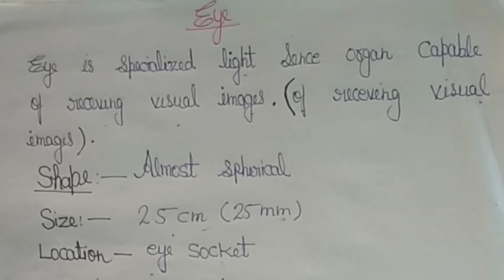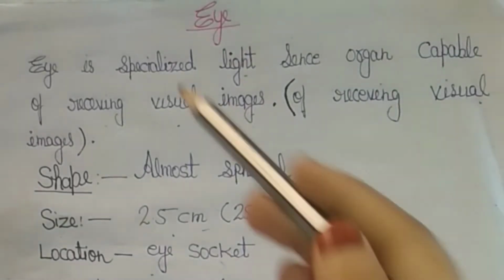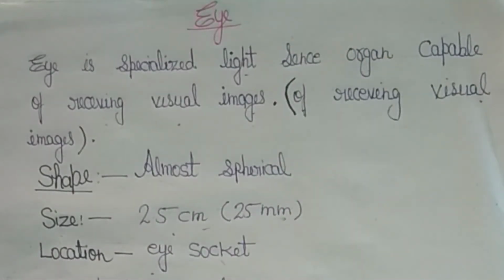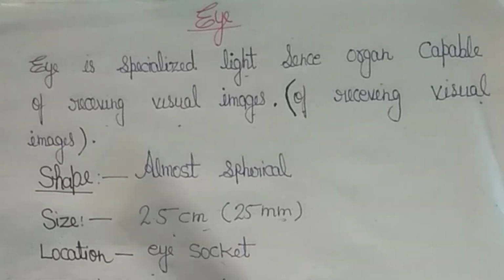Hello everyone, today we will discuss the eye. We know that the eye is a very important part of our life, including our body. First of all we discuss the definition of the eye, and then the parts of the eye, and its shape, size, location and structure. So let's start.